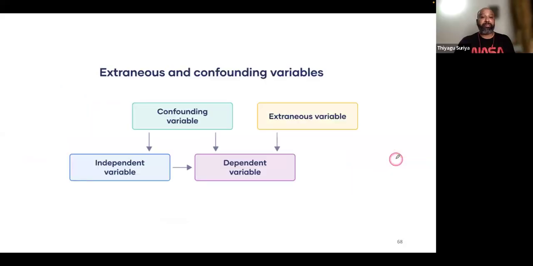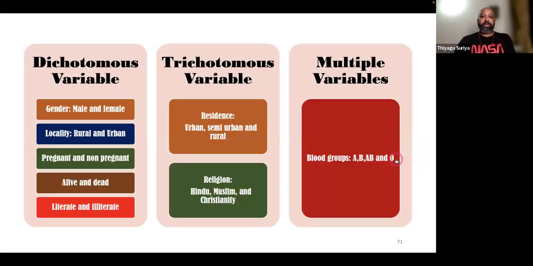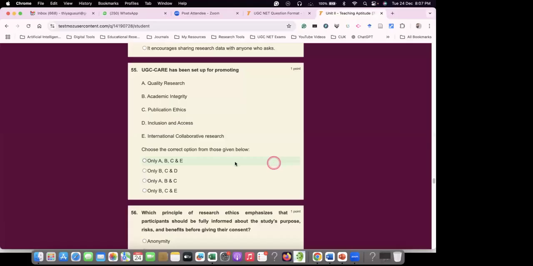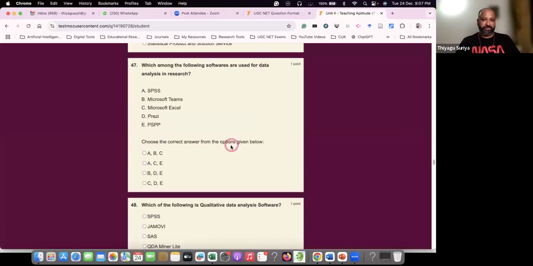So this way some questions may come. Can we go with some questions related to the variables now? I'm just finding some questions related to the variables.